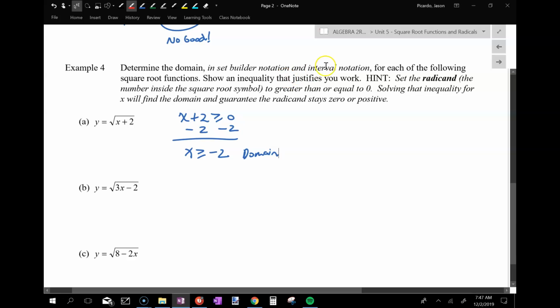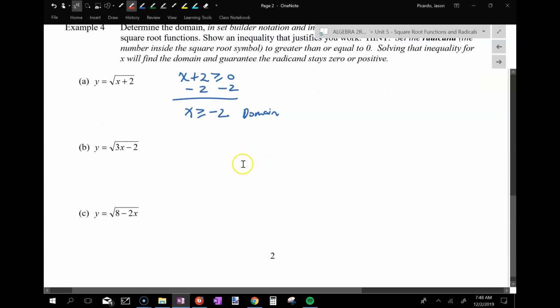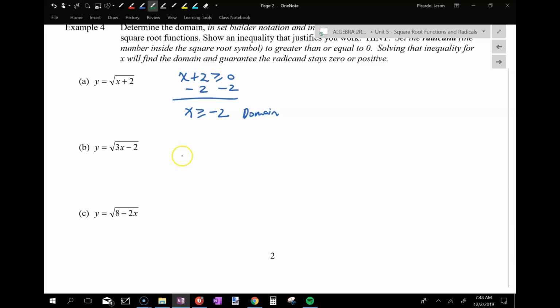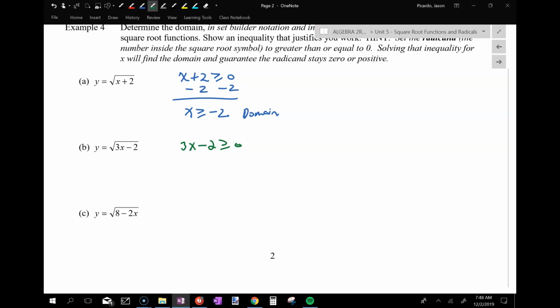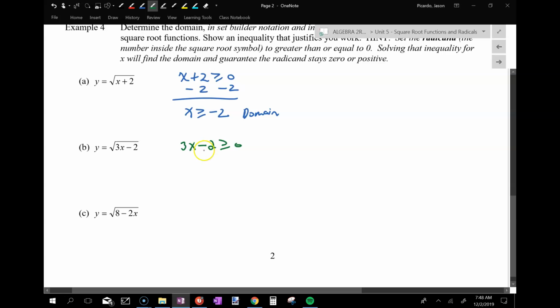Now it said to write them in interval and set builder. We'll do that in a minute. Okay? 3x minus 2. Whatever's underneath the radical has to be greater than or equal to 0. Can I solve that? Just pretend it's an equal sign, guys. What can I do? Add 2, and divide by 3. That's my domain.